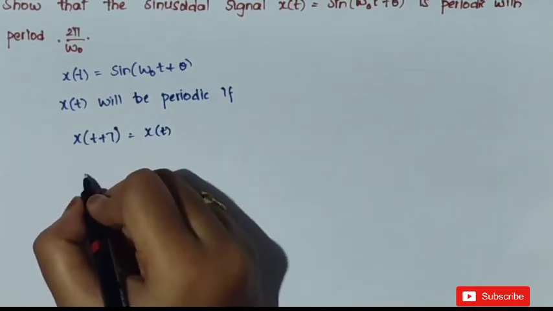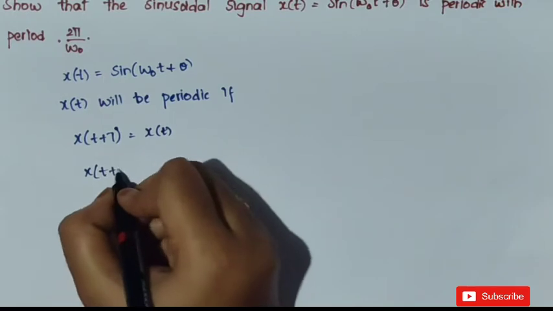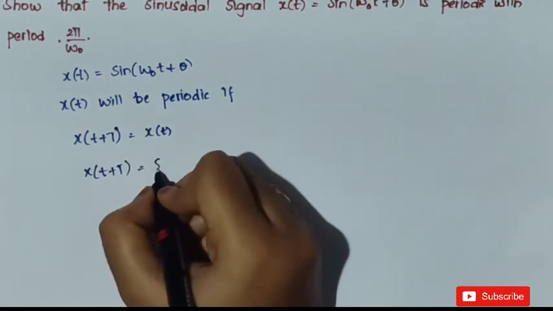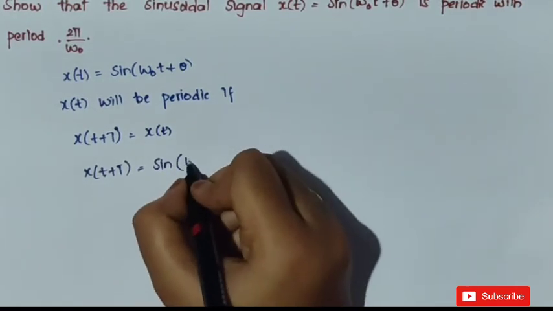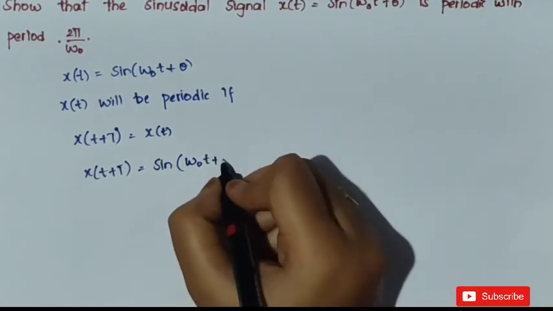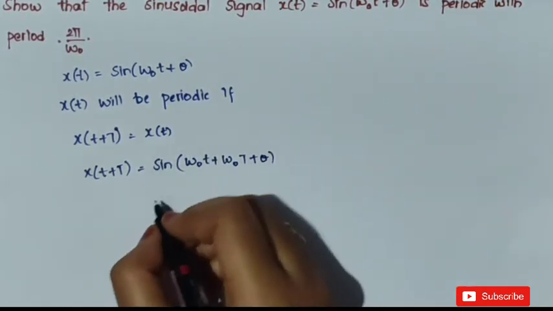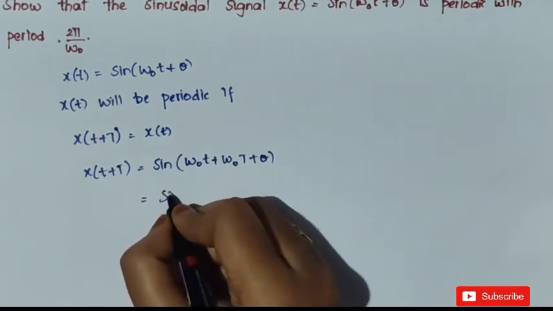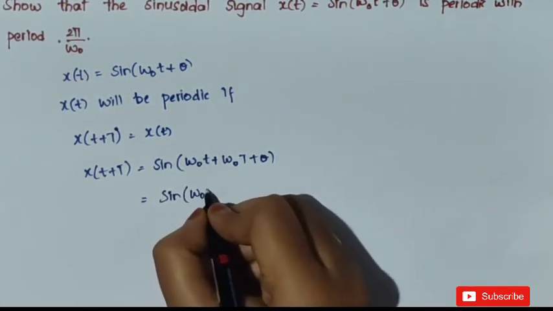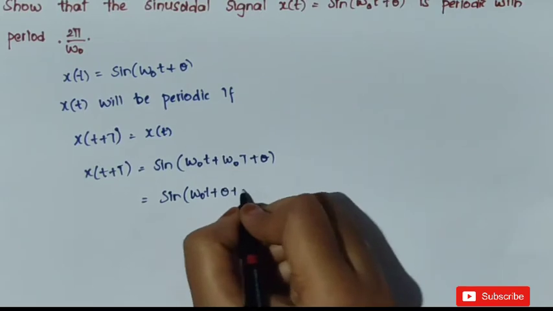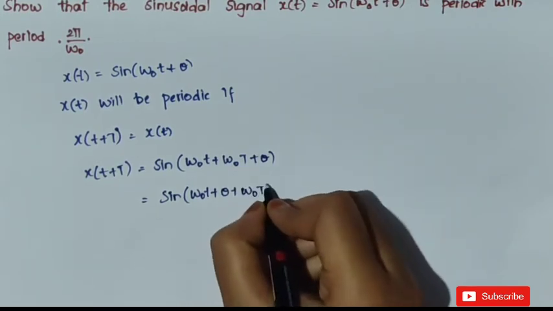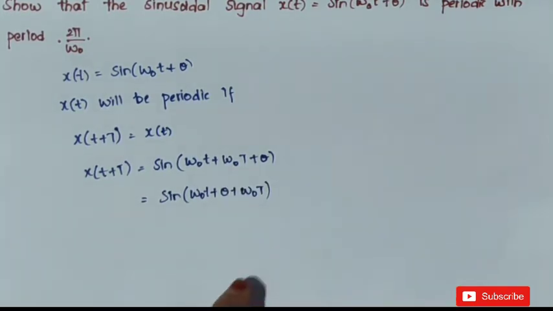By this we can write x of t plus T is equal to sine of omega naught t plus omega naught capital T plus theta, that is, sine of omega naught t plus theta plus omega naught capital T. We know that this value must be equal to x of t. What is x of t? Sine of omega naught t plus theta.